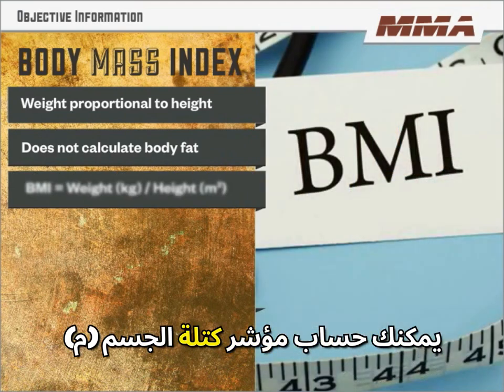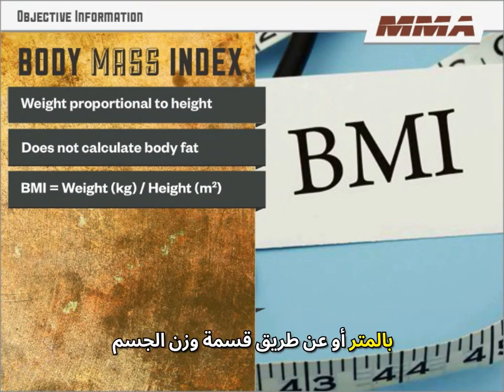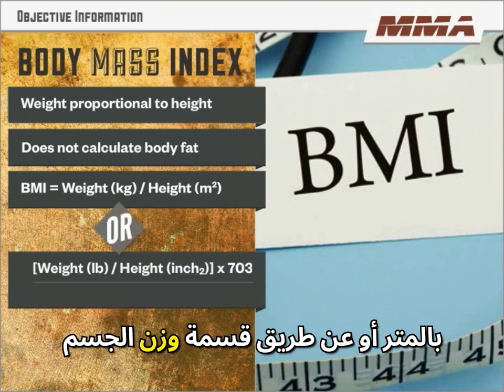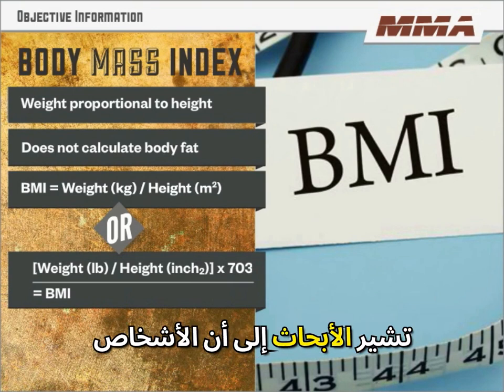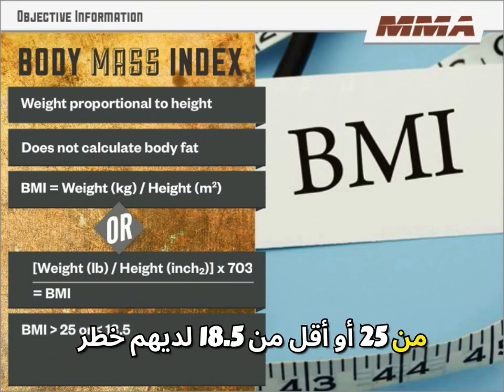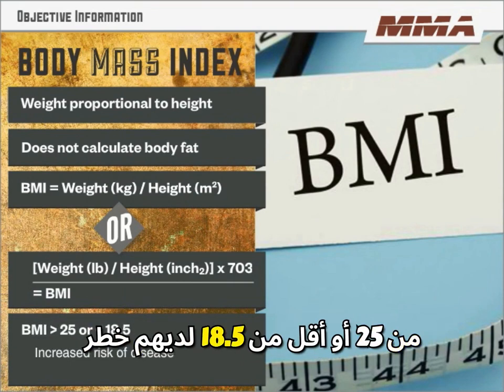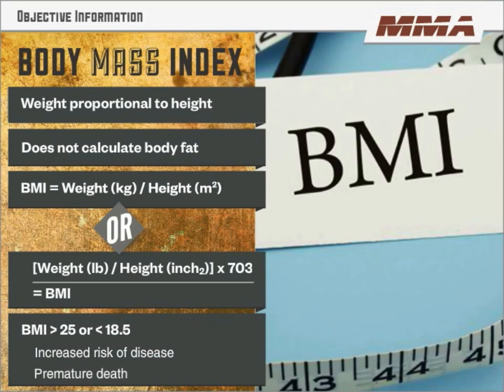You can calculate BMI either by dividing the weight in kilograms by the square of the height in meters, or by dividing body weight in pounds by the square of height in inches and multiplying by 703. Research shows that people with a BMI above 25 or below 18.5 have an increased risk of developing disease and suffering from premature death.